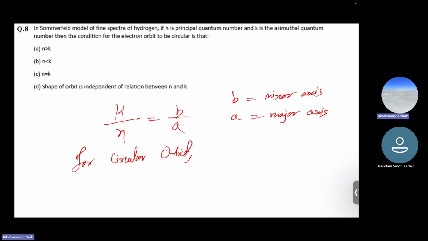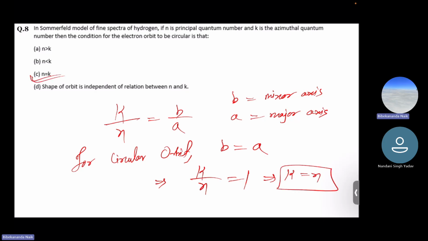So for a circular orbit, b equals a, so in that case k by n will be 1, or k will be equal to n. So the correct answer is option C, n equals k. For n equal to k, b equals a, and the orbit becomes circular. I hope this is clear to you. This was pretty much simple.